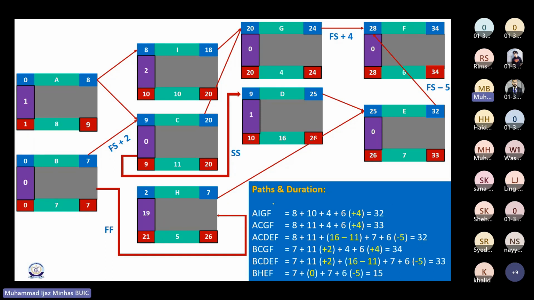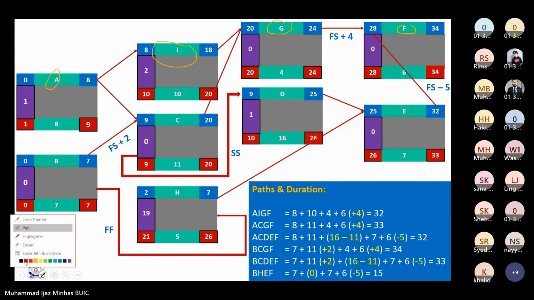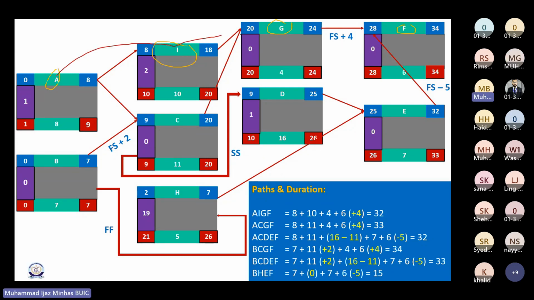Okay, now there are so many paths here. This is important because in your assignment, I've provided a practice part, and it contains certain questions. So it is important for you to know this. Now one path is A, I, then G, and F, right? The first path, the top one. A, I, G, and F.